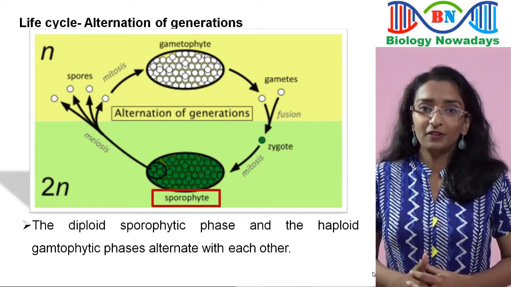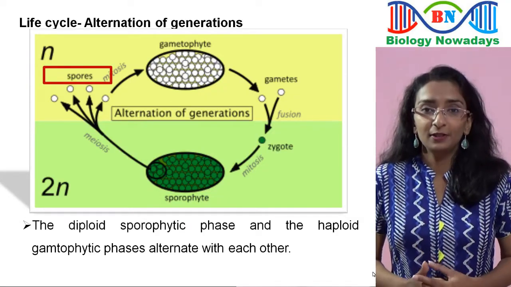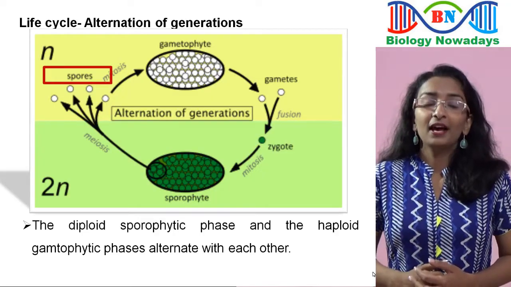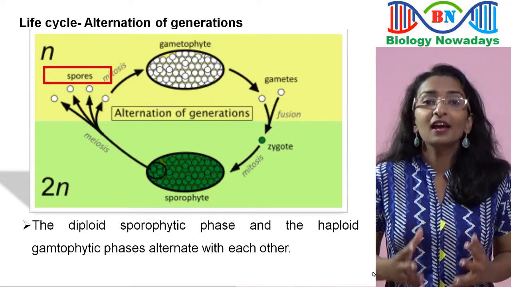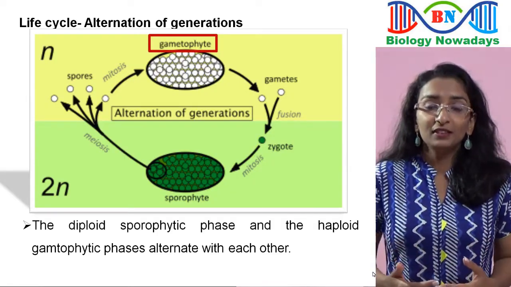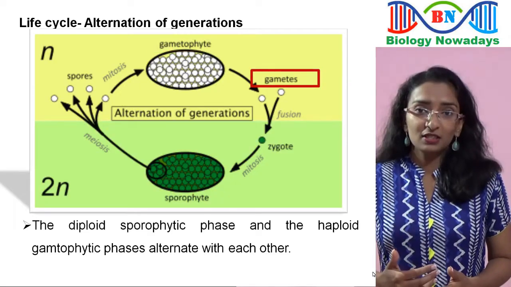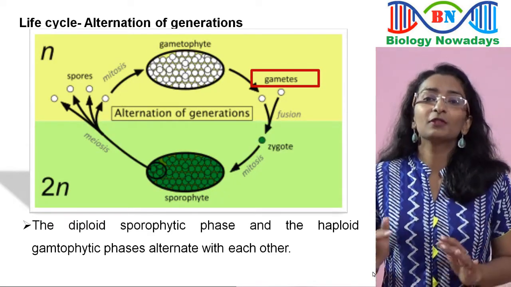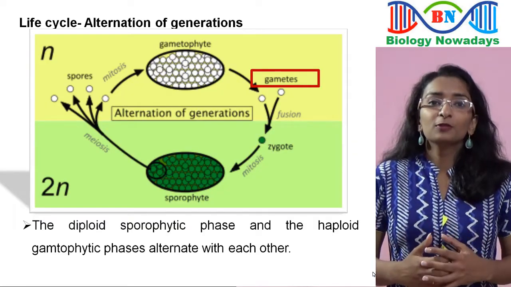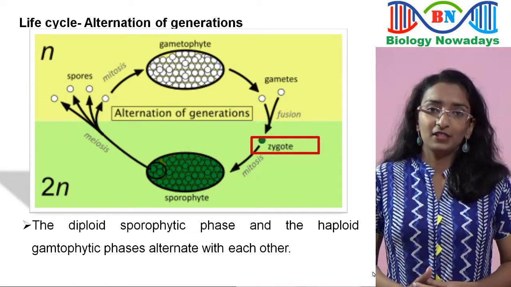A mature sporophyte produces spores by meiosis, a process which reduces the number of chromosomes to half. The haploid spores germinate and grow into a haploid gametophyte. At maturity, the gametophyte produces gametes by mitosis, which does not alter the number of chromosomes. Two gametes fuse to produce a diploid zygote, which develops into a diploid sporophyte.